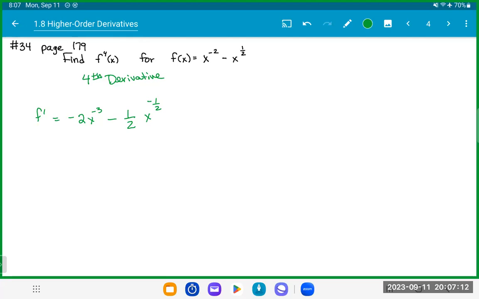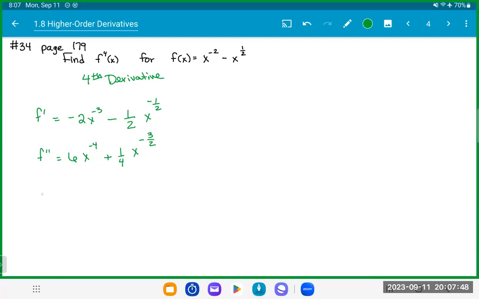Now we want to take the second derivative. Okay. -3 times -2 is +6. And then we have x, -3 minus 1 is -4. Now we have 1/2 times -3/2, that's -3/4. Then we have x, and you have -3/2 minus 2/2, that's going to give me a -5/2.